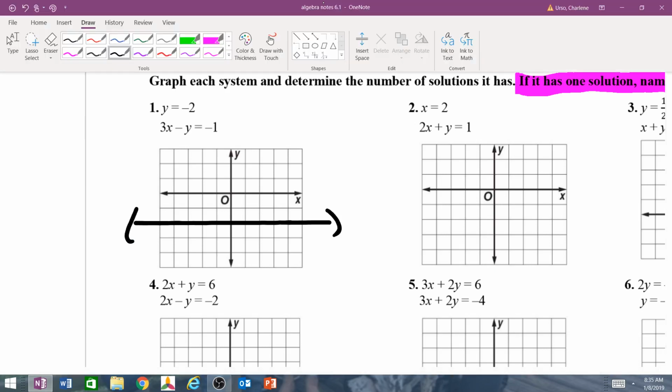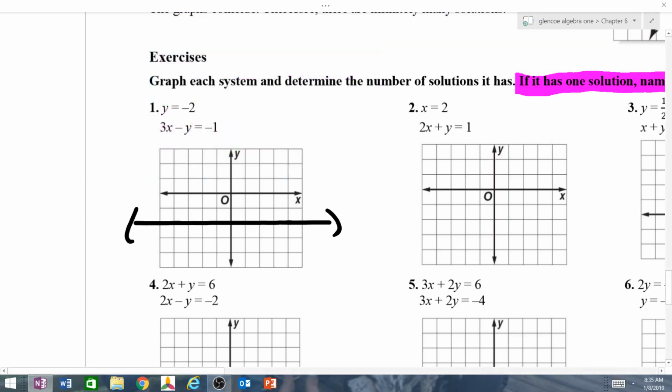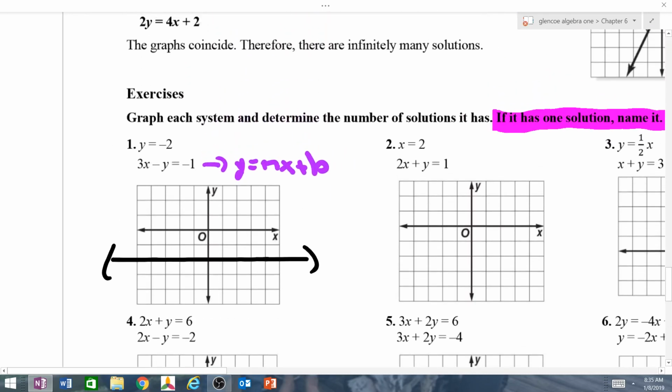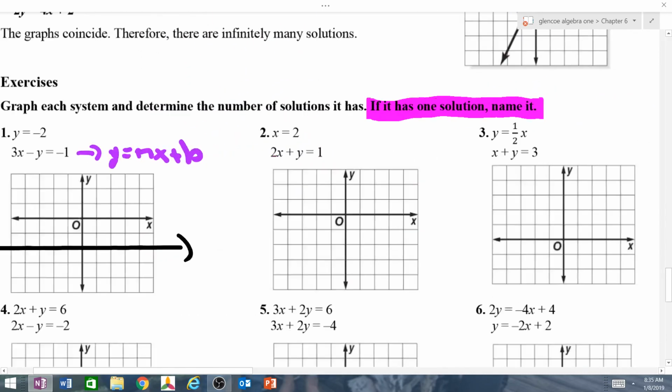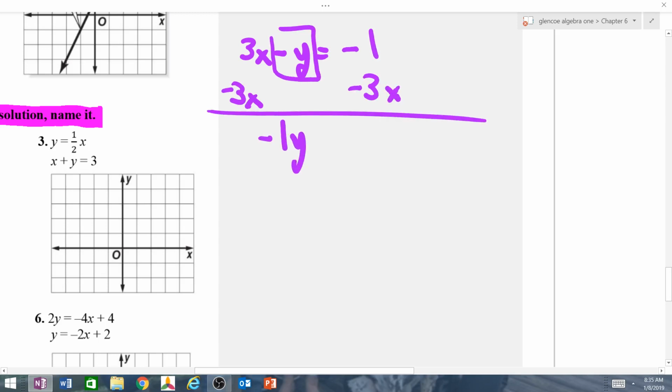Now I'm going to graph my second line in a different color. My second line is 3x minus y equals -1. So I want to rewrite it into y equals mx plus b. Are y'all with me? Yes? 3x minus y equals -1. Is it -1? Okay, so we want to solve for y. So we subtract 3x from each side. And I get -1y equals -3x minus 1.